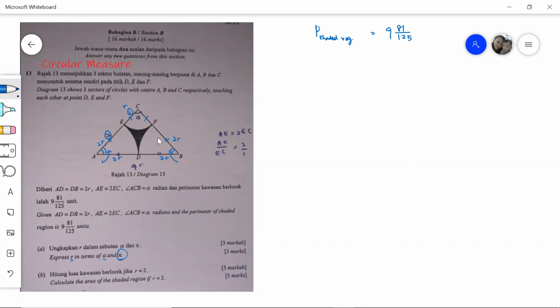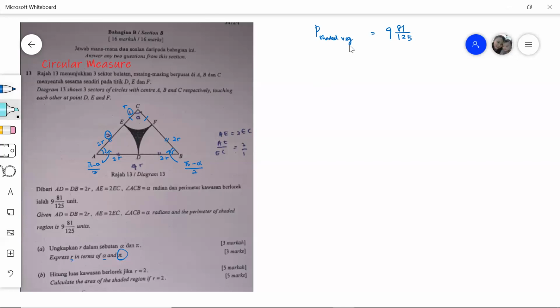The total angle in the triangle is 180 degrees. 180 degrees is equivalent to pi. So to find the angle at the base, that will be pi minus alpha, divided by 2. So that is the angle at the base here and here. Now how do we use this to express R in terms of alpha and pi? We use the perimeter of the shaded region.